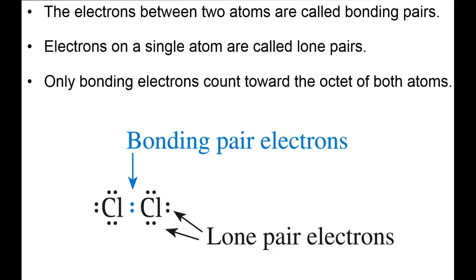Okay, when we're looking at these electrons, they're called bonding pairs, and electrons on a single atom are a lone pair. So these are the bonding pairs because they're holding these 2 atoms together. But when I have a full shell and I have them out here, they're called lone pairs. And the only ones that count towards the octet of both atoms are the ones in the middle holding them together.